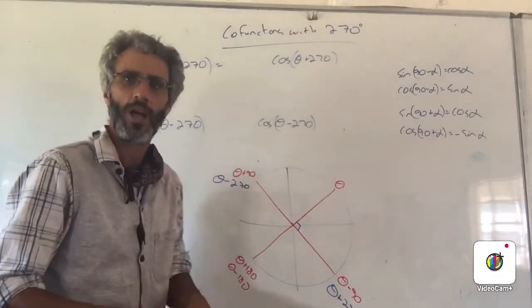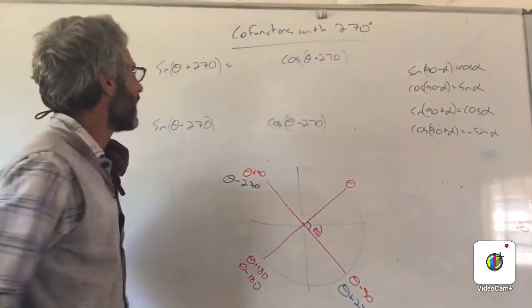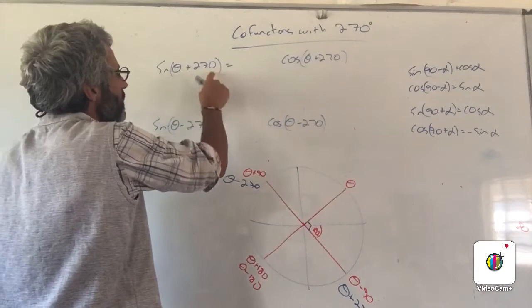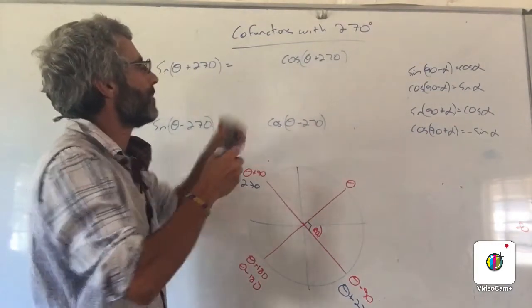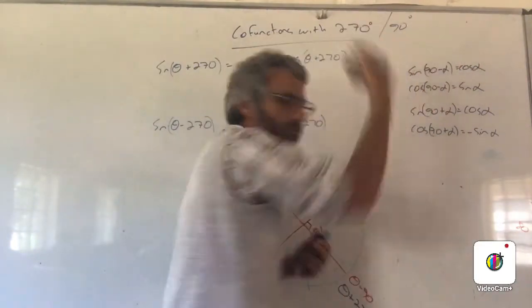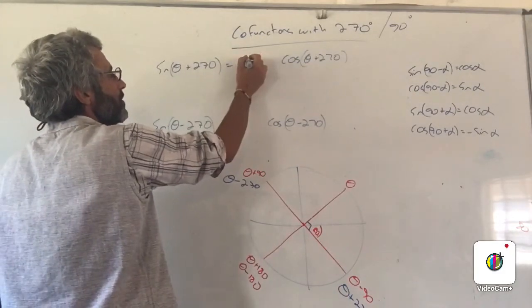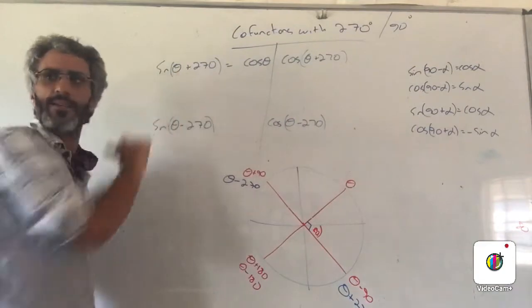I'll just pause and explain it. Once we get that, everything falls into place. Okay, how's that? Sine plus 270. First of all, you just need to remember, 270, just like with the 90, is a cofunction. In other words, the sine will become cosine theta.